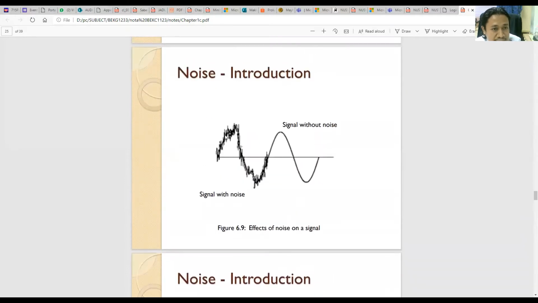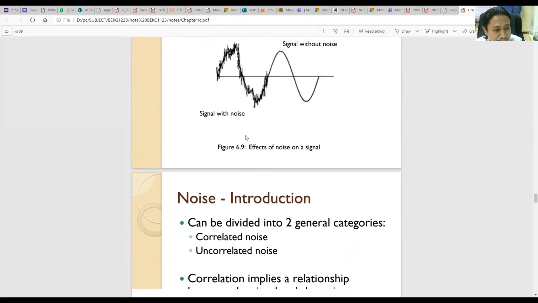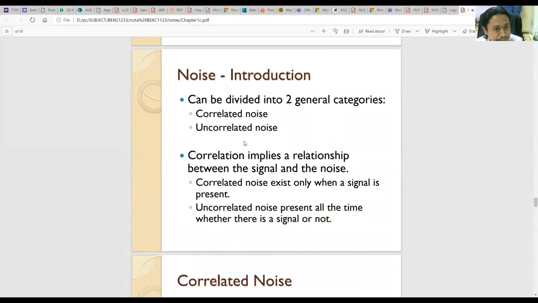So normally it's similar to our DC current. If we have a straight line like this, maybe we have noise. Okay, we have the signal with the noise. Alright, so noise can be divided into two general categories. First is the correlated noise, and second is the uncorrelated noise.